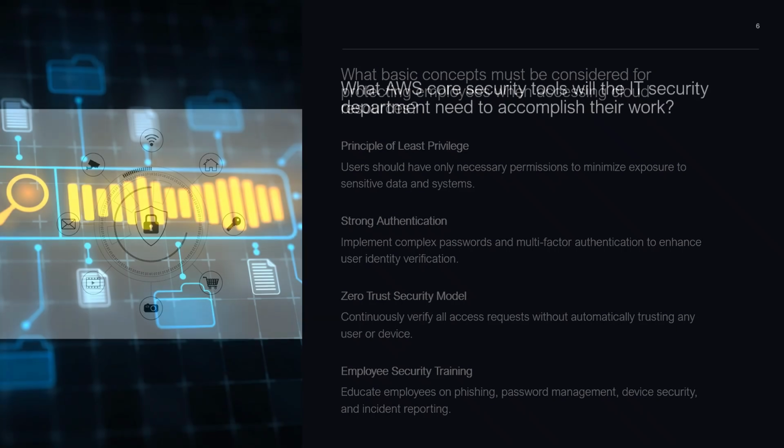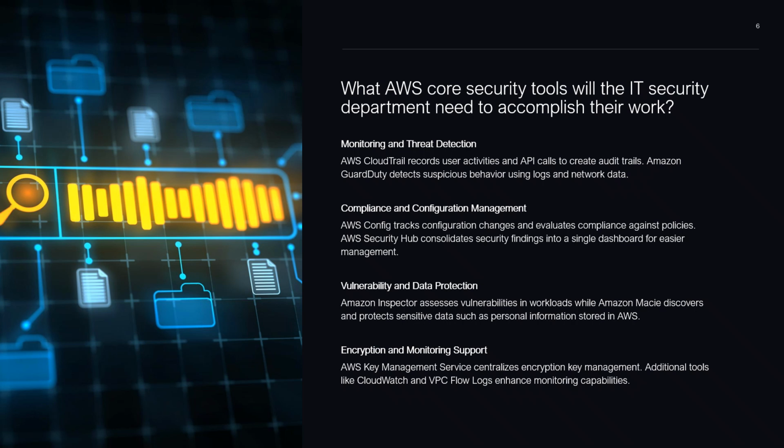For the sixth slide, what AWS core tools will the IT security department need to accomplish this network? The IT security department should rely on several AWS security services. CloudTrail provides auditing and logging. GuardDuty detects threats. Security Hub centralizes security findings. AWS Config tracks compliance, Inspector identifies vulnerabilities, Macie protects sensitive data, and KMS manages encryption keys. Together, these tools create a strong security foundation for BitBit.